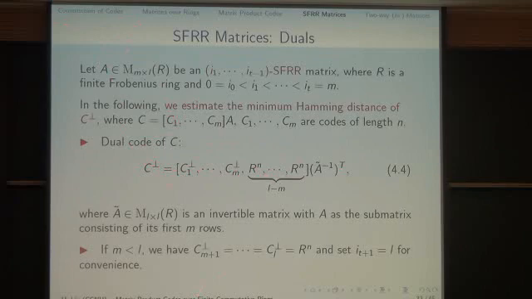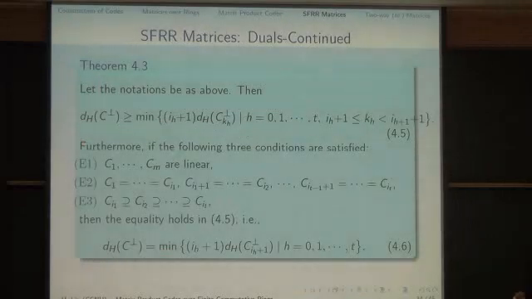And for convenience, if M is less than L, we let C M plus 1 perp equal to C L perp equal to R^n, and set A_{t+1} is L. So here is the result. That is, if we let the notations be as above, then for the matrix product code C, the minimum Hamming distance of the dual code of C is bounded by these values.